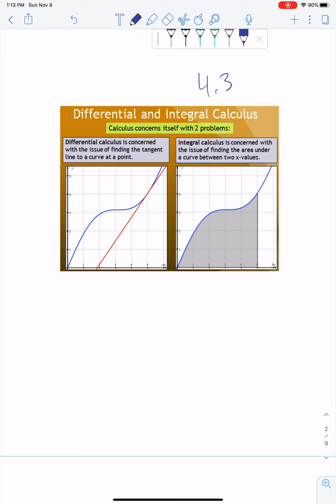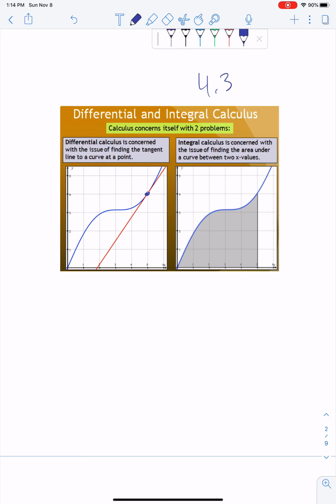We've been taking derivatives, and that's what's happening over here on the left: we're finding a point and looking at the tangent line to the curve at that point. That's been the focus of what we've been doing, finding the slopes and the rates of change and the tangent lines.